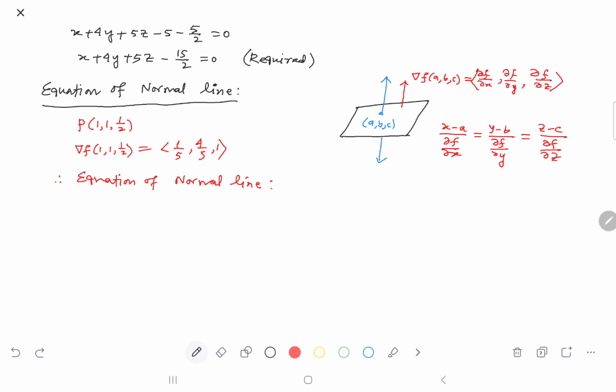Can you tell me how we write? Just compare with this. You have to write (x minus a)/(del f/del x) = (y minus b)/(del f/del y) = (g minus c)/(del f/del g). Can you tell me the equation of the normal line? You have this, the point is this, the gradient vector is this. In symmetric form, can you tell me? So what do we write? x minus what?